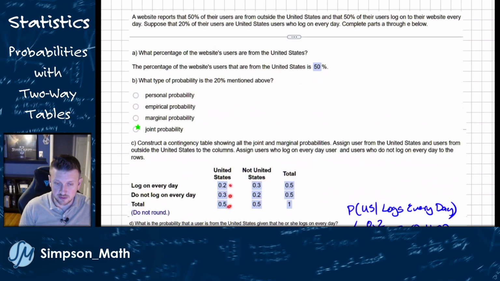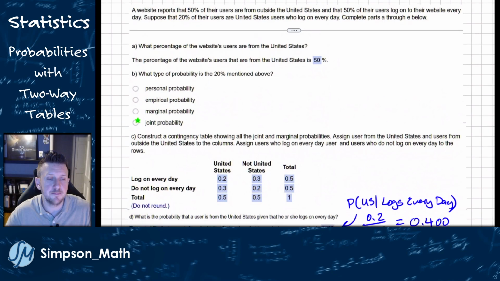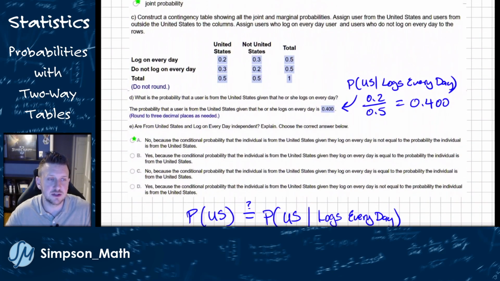0.5 minus 0.2 is 0.3, 0.5 minus 0.2 is 0.3, and then whatever you get to the last one, I kind of like to do it in both directions. So obviously 0.5 minus 0.3 is 0.2, and then the same is true for here. 0.5 minus 0.3 is 0.2. All right. So now that we have that filled in, let's answer this question.